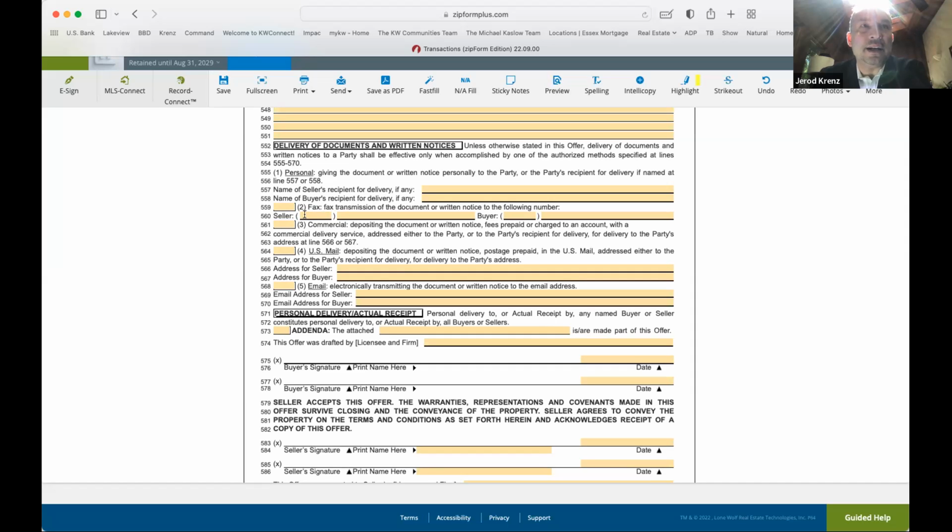Fax, I don't know why they have it there. Commercial delivery, US mail. I've never seen any of these actually used. Well, lately. Can't say that in the fax. But you want to fill out lines 557, 558, and then also check line 568.